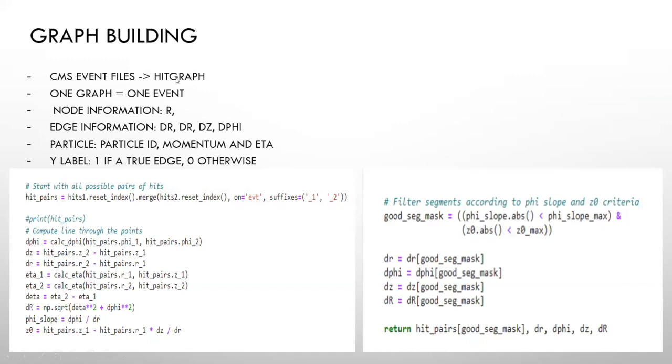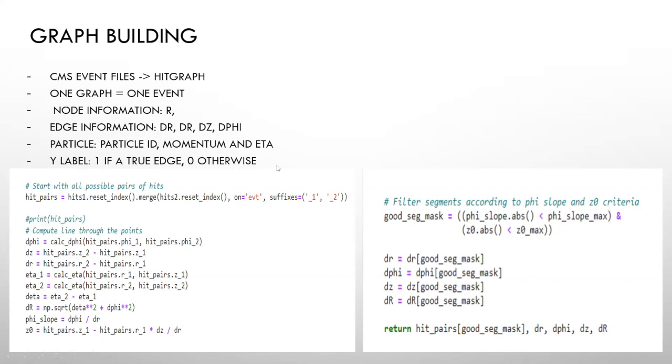For the graph building part, the CMS event files become a hit graph, and one graph can be built from one event. Like I said, the graph can be a PyG data object, and the node information would be small r, not big R. The edge information would be dr, dR, dz, phi. The particle information is the particle ID, momentum, and eta. And the y label is 1 if true edge and 0 otherwise.